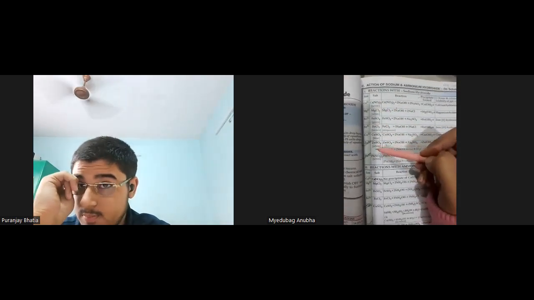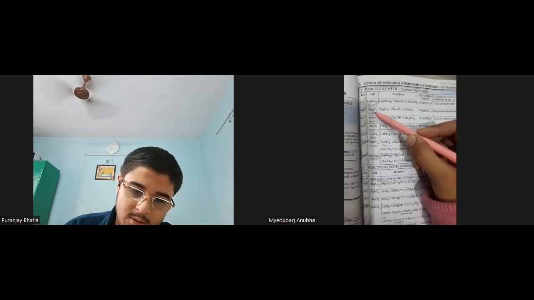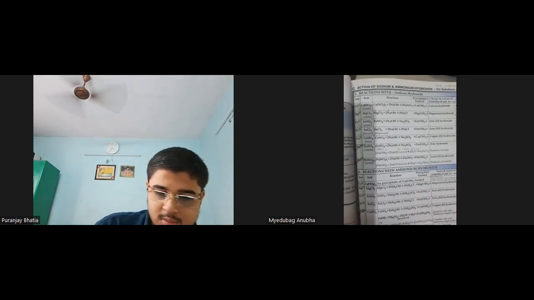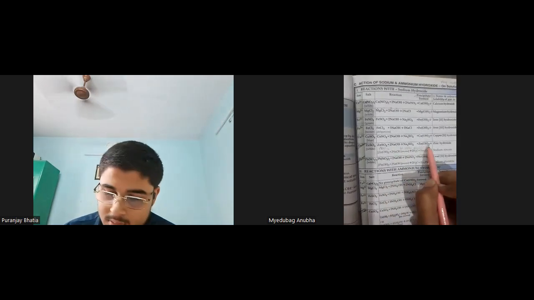Coming towards our zinc sulfate, ZnSO4. These are all elements of the transition series, right? Except, I guess, magnesium and calcium. Yes, except magnesium and calcium. Then coming towards our zinc sulfate, it is white in color. The important one, as you can see, the zinc sulfate is white in color. When it reacts with a strong alkali, it forms sodium sulfate and zinc hydroxide.